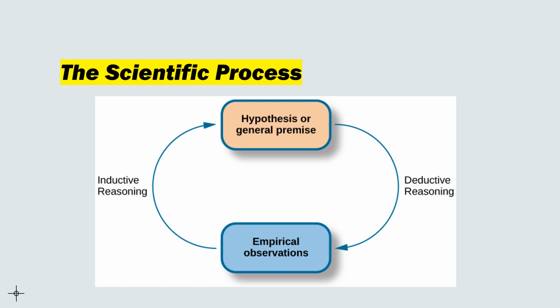With deductive reasoning, you're starting with a general premise or a general observation, and then you're trying to go from that general observation to something much more specific or something empirical. With inductive reasoning, it's the opposite direction. You're starting with something specific and going to something much more general.